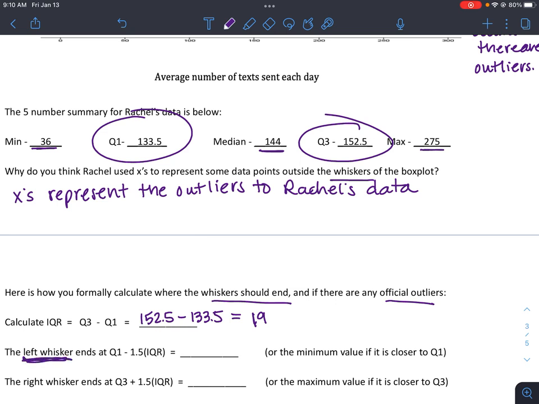So this left whisker ends at Q1 minus 1.5 times our IQR. Remember, this is your IQR, interquartile range. All right, so we do Q1, so 133.5 minus 1.5 times 19. So 133.5, subtract 1.5 times 19, and we get 105.